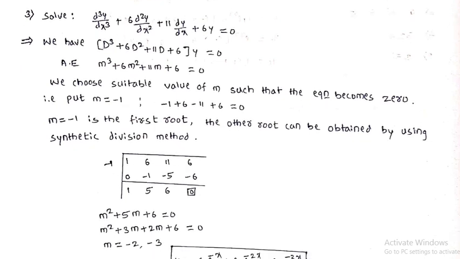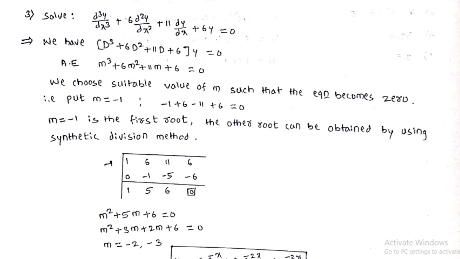Third example, d cube y by dx cube plus 6 d square y by dx square plus 11 dy by dx plus 6y equal to 0. Solution. First we write the symbolic form of the given differential equation. Next is the auxiliary equation, D is replaced by m. While solving manually, first we substitute a suitable value of m such that the equation becomes 0. So here we substitute m equal to -1, then the equation becomes 0, and m equal to -1 denotes the first root of the cubic equation.